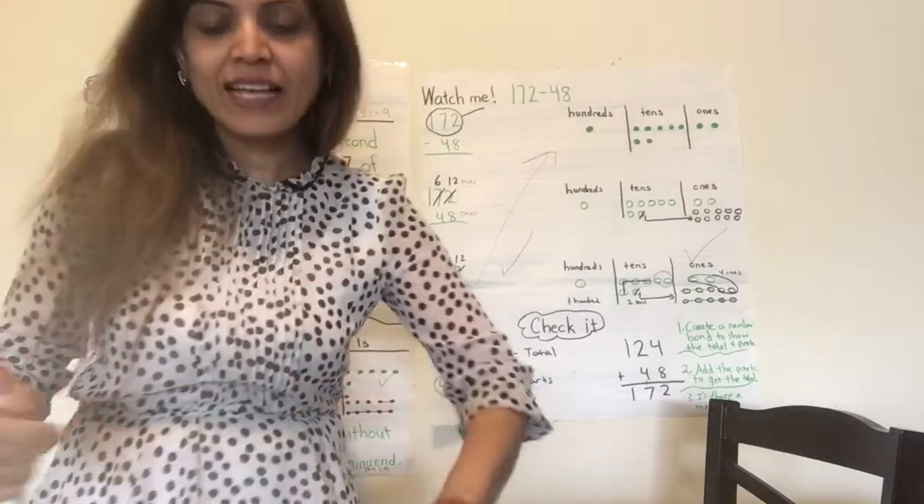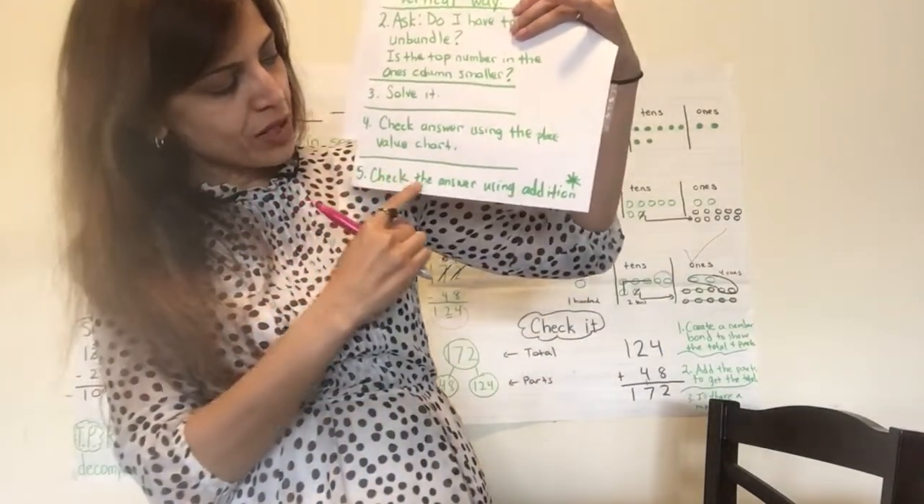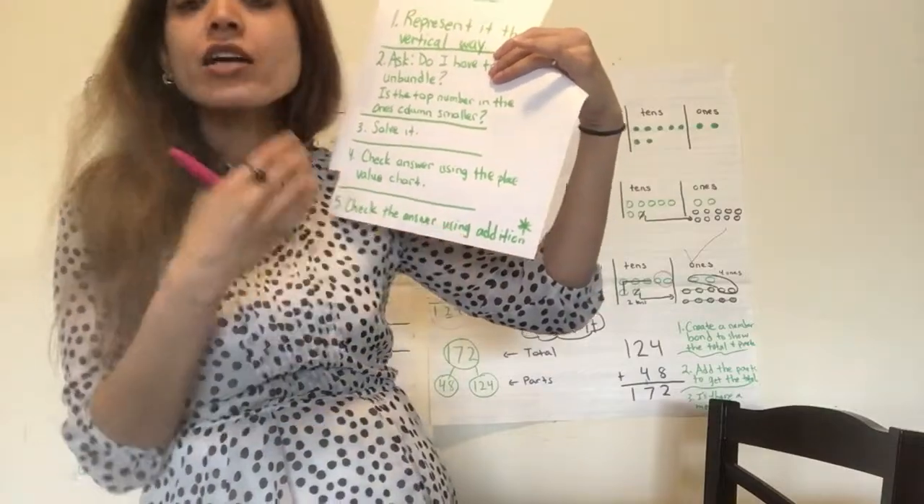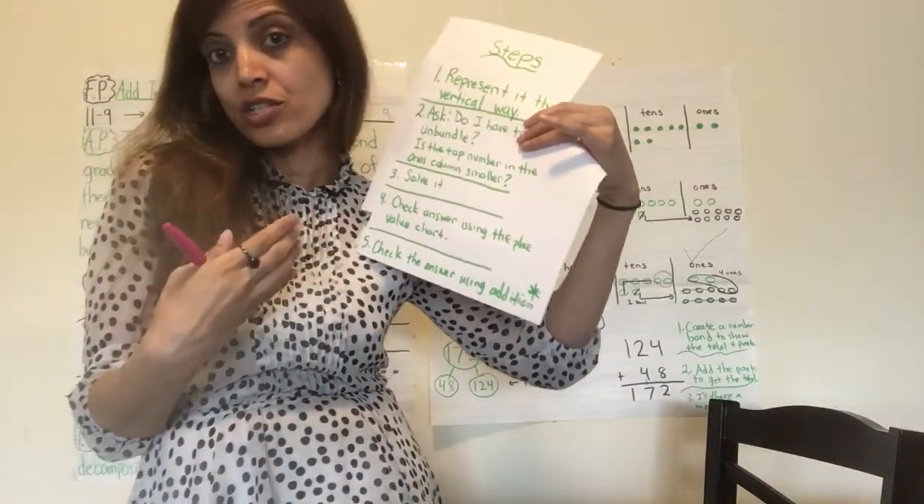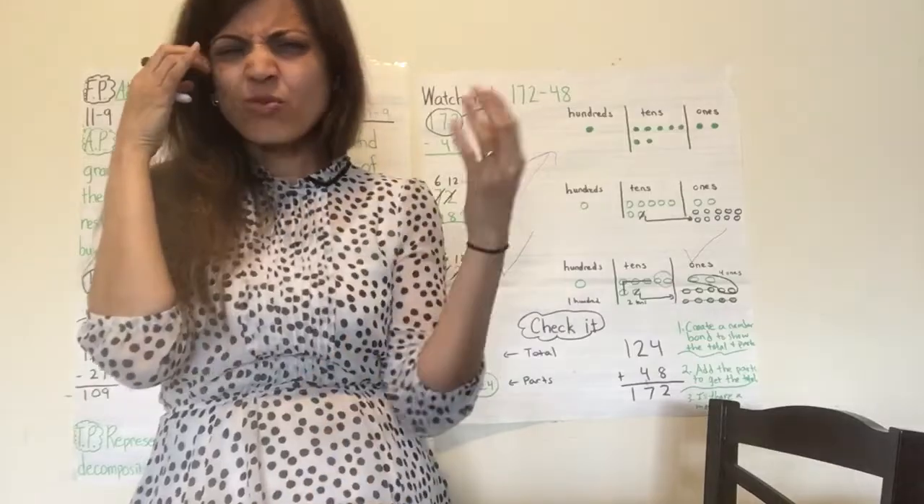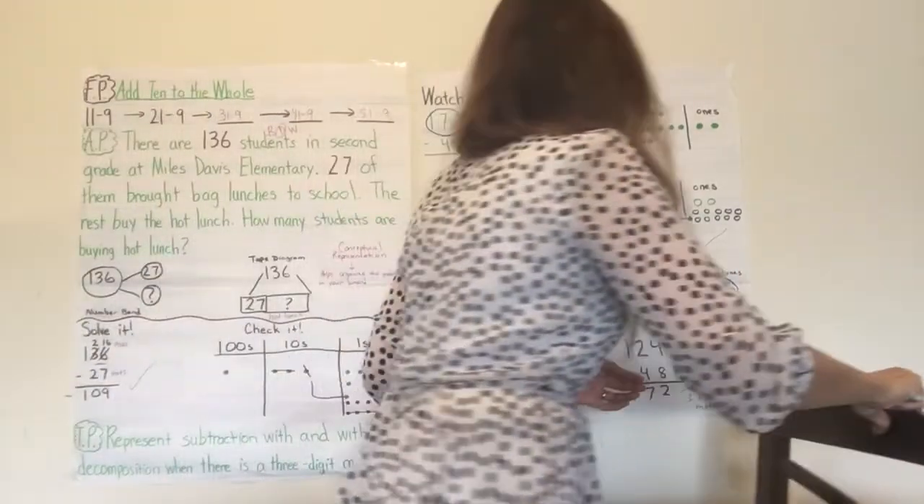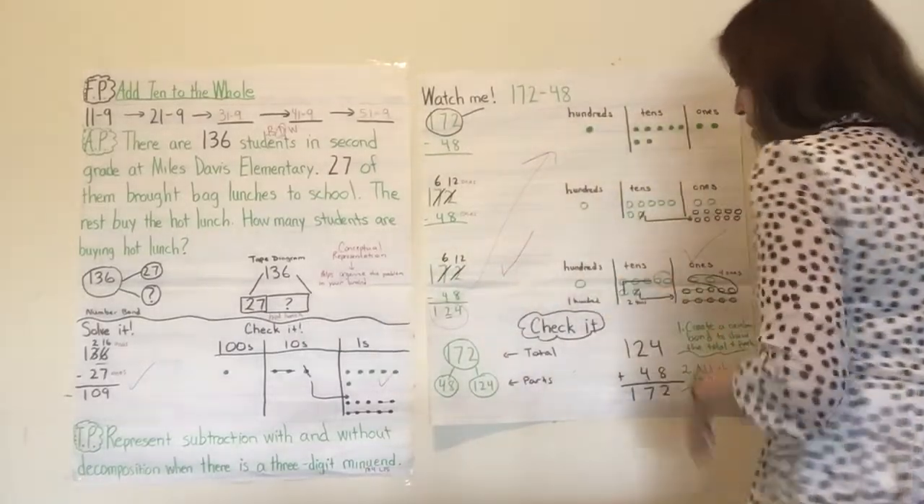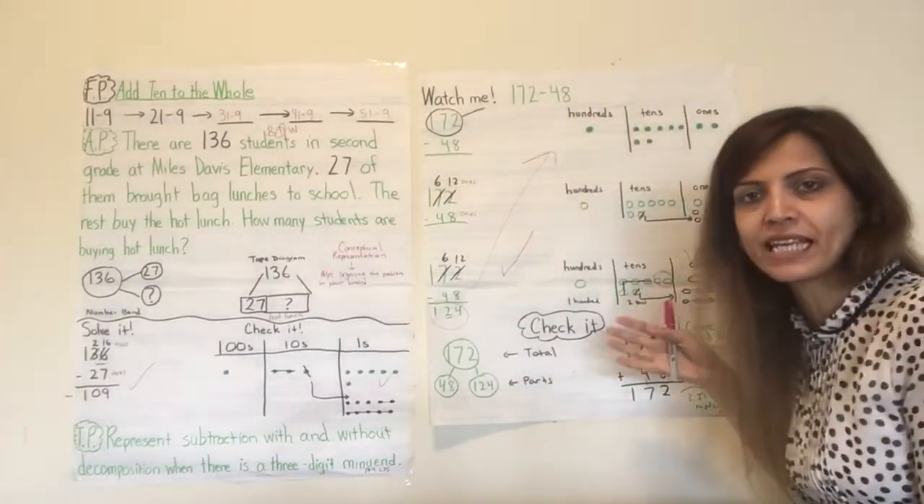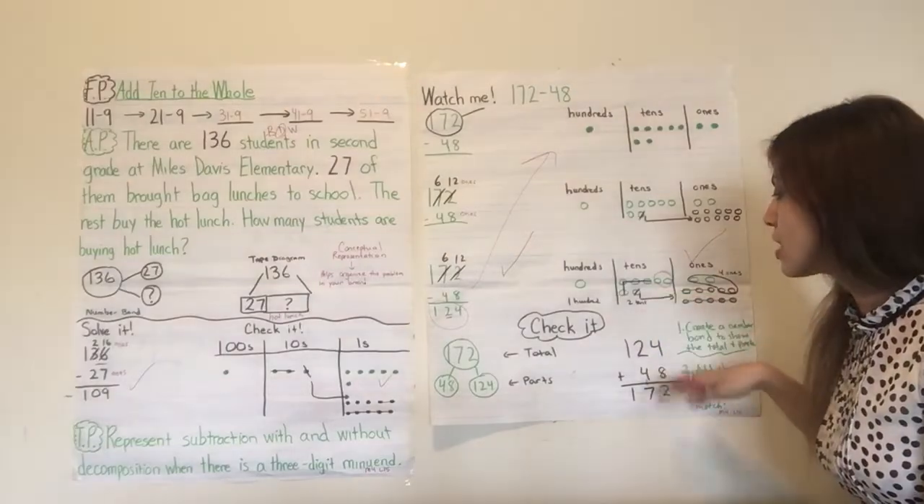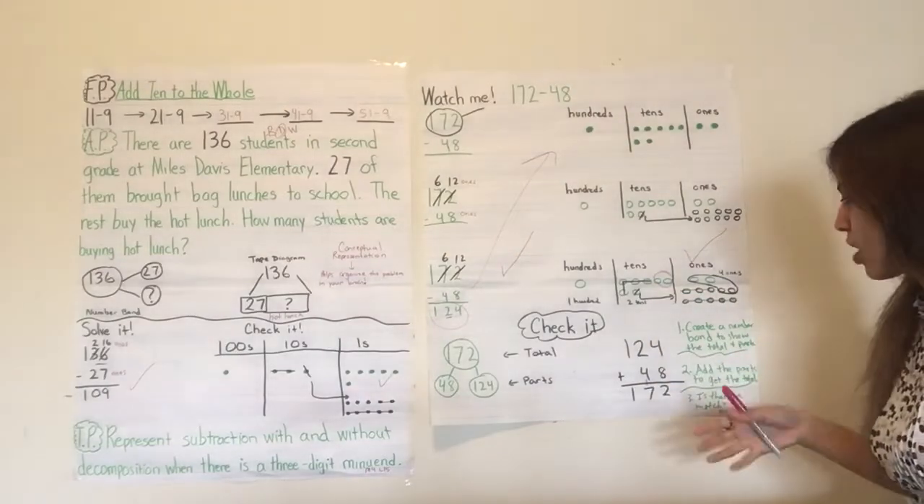Now we added a second step, which is check the answer using addition. Okay, how do we do that? And what does that even mean, right? Okay, great. So we can check this in addition to using a place value chart. We can use another method to solve this.